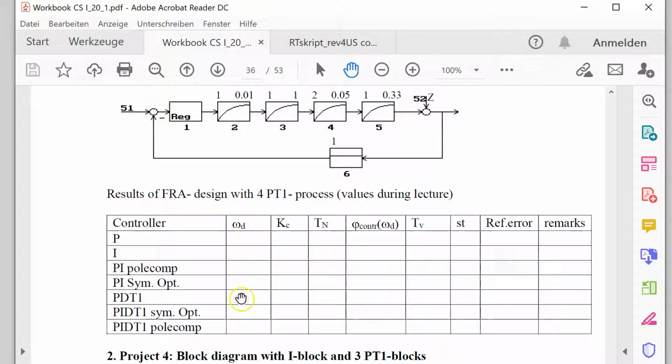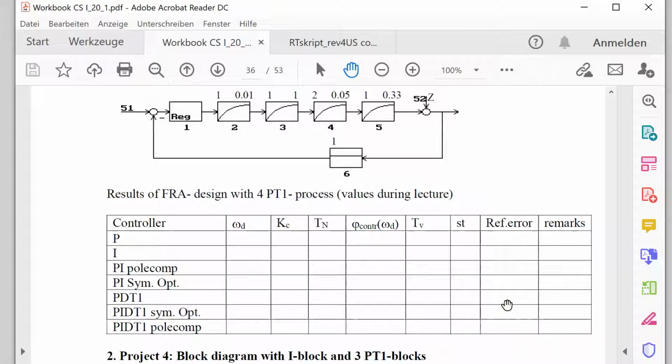You see here this column contains omega d, which is the speed index. The higher this value, the faster the loop. Here these are parameters, design parameters, coming out of my FRA design. This is a value I will explain later. That is the time constant of a differentiator part. So here in the first 4 rows there is no TV. Same with step depth. Step depth is only valid here for the last 3 rows. And here I make some remarks. And this should be the reference disturbance error I want to list up.